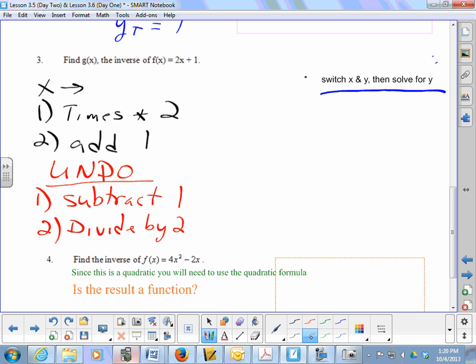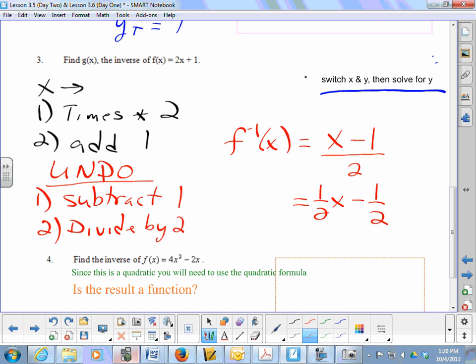So I can say that f inverse of x equals, first thing I'm doing is subtracting 1 from x. And then we're dividing by 2. Are we just dividing x by 2 or the whole thing? The whole thing. So this equals 1/2 x minus 1/2. And I want it written like that. Do not leave it as x minus 1 over 2, because you need to know the slope and the y-intercept, and this form tells you slope and y-intercept.